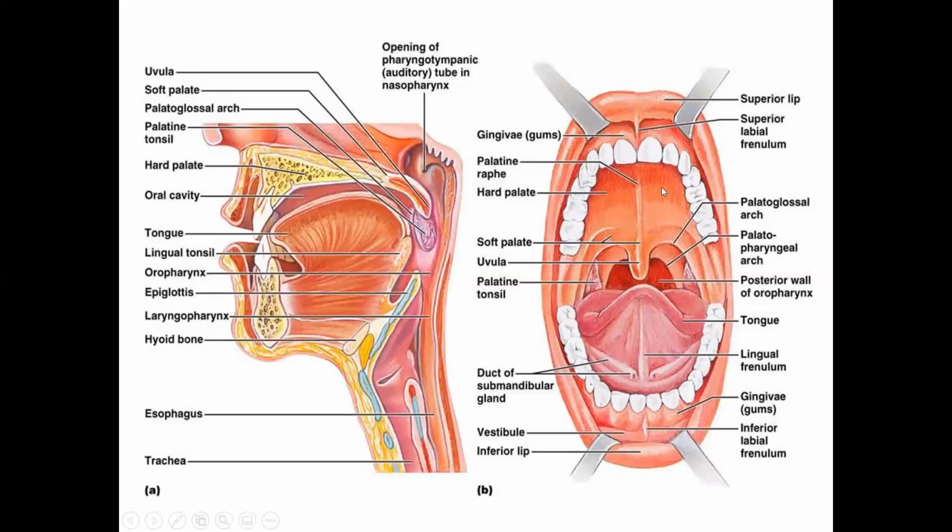So the opening and closing of the oral fissure is controlled by the muscles of facial expression. It is the exterior opening of the oral cavity and the oral vestibule. This is the oral fissure. You can see here, this is the oral fissure.